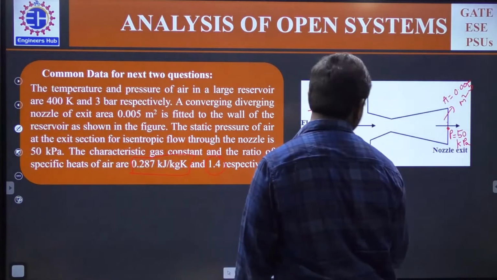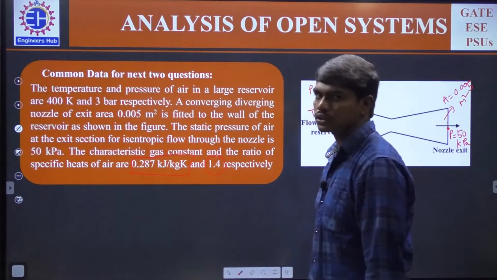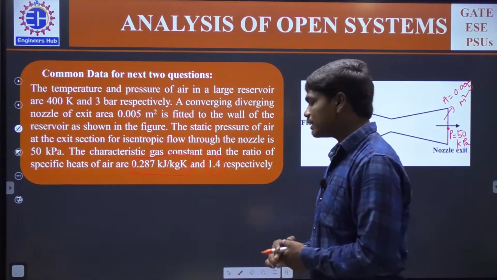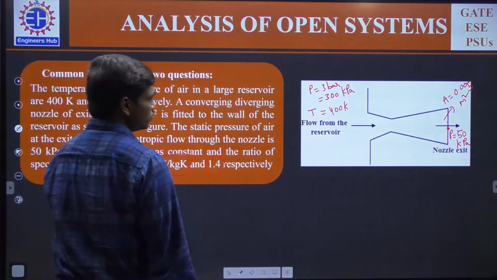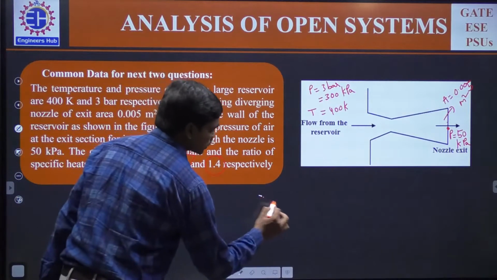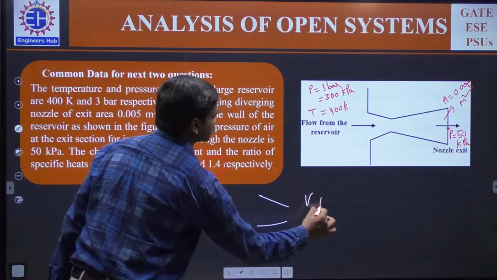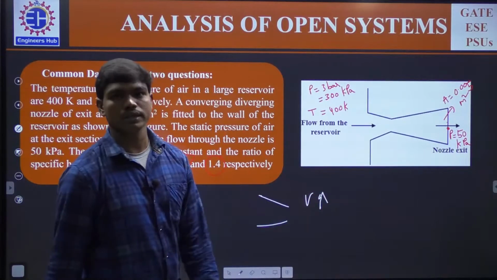So there is one converging diverging nozzle. Generally rockets use this. Let me tell you a small thing about this. Generally we have an intuition that if cross section decreases, velocity increases. Correct? But it's not true in all the cases.